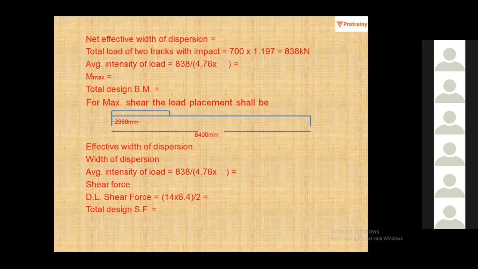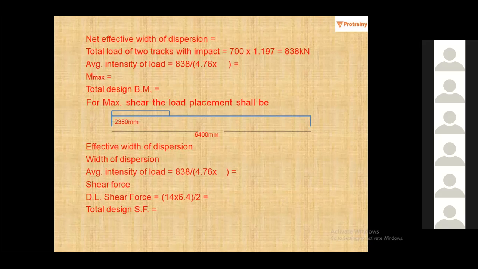Bending moment is 103. Total design bending moment is 185 kilonewton meter. Shear force value for live load is 72 kilonewton. For dead load, the shear force expression is already given: W into L by 2. As simple as that. W is 14 into 6.4 by 2. So how much is it? 45 kilonewton, and total design shear force is going to be 117 kilonewton. Okay? Total design shear force is going to be 117 kilonewton.